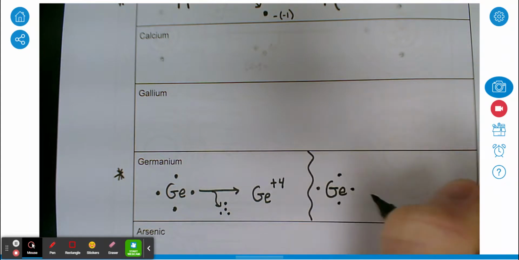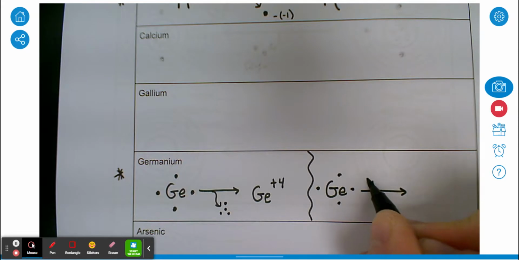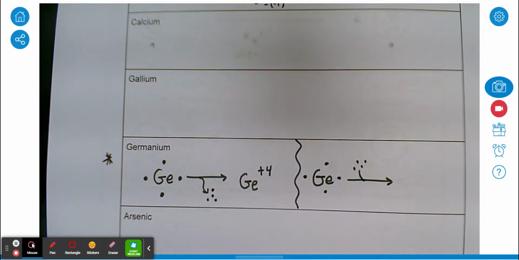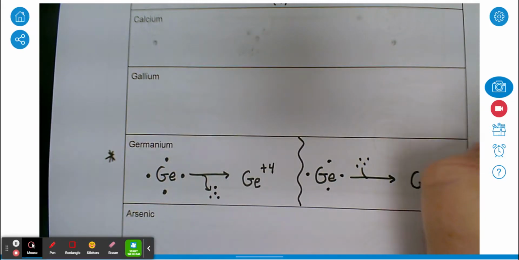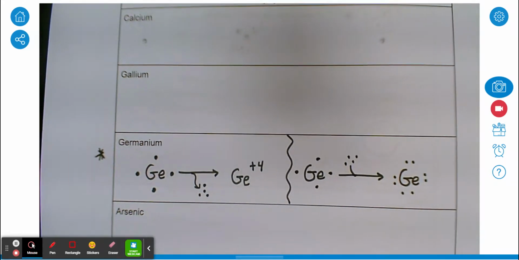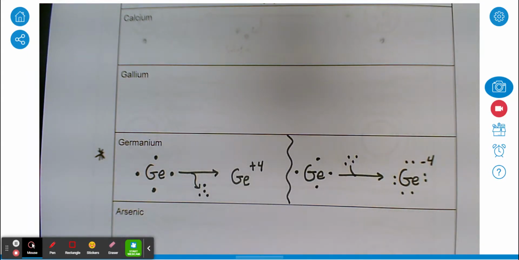Now, if I drew germanium gaining 4 electrons, I need to have 2 things. Anytime I'm gaining electrons, I need to show them in my final ion. So started at 4, gained 4, have 8, and then I also need to represent my charge correctly. This is germanium minus 4. You cannot put plus minus 4. The charge you put needs to match the pathway that you chose.